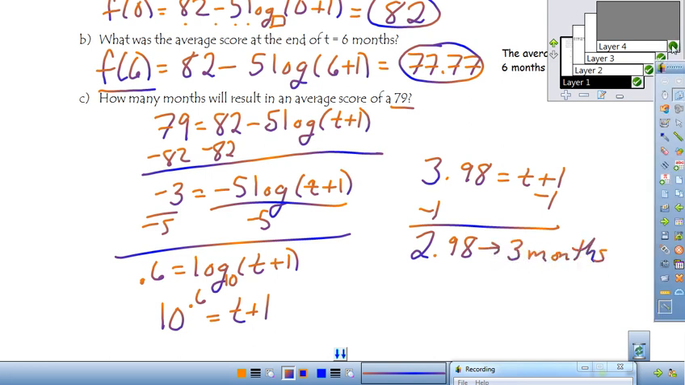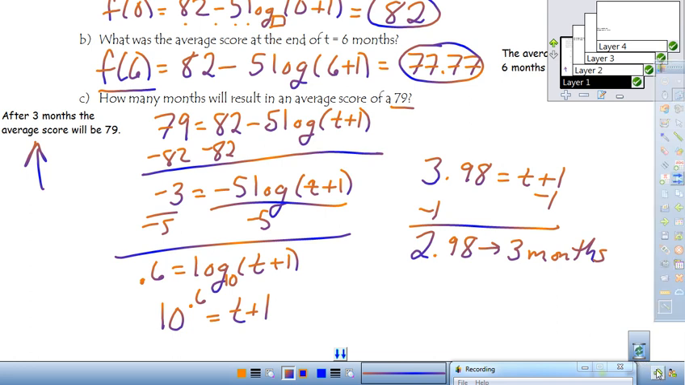Okay? And then again, write that as a sentence. Alright, so after 3 months, the average score will be 79. I'm not sure if it's percentage or not. Seems like you could put a percent on here, but it doesn't state that.